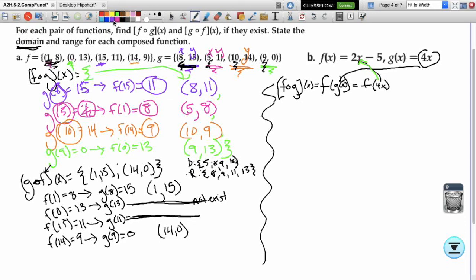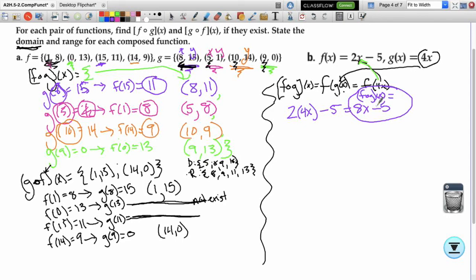Love that green. Okay, so we're going to write it as 2 instead of x. We're going to plug in the 4x. Close that up, and then we have a minus 5. And this is equivalent to, well, 2 times 4x is 8x minus 5. Okay, so we could say f of g of x equals 8x minus 5.